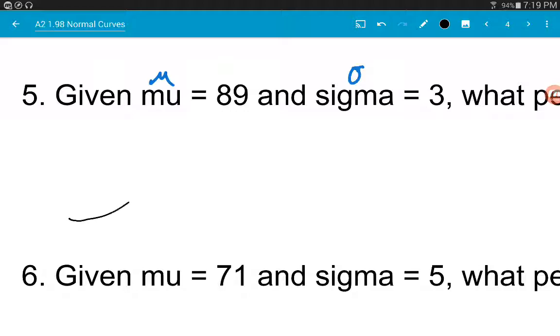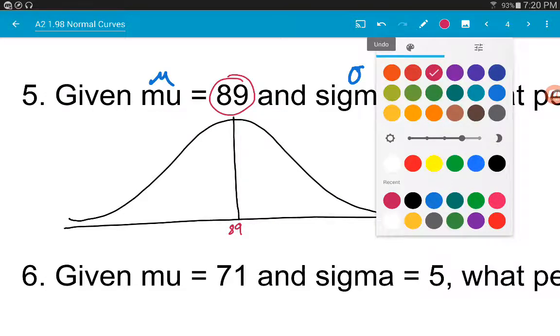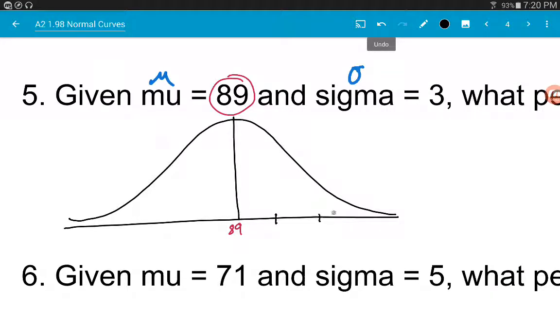So I've got my normal curve, and I've got my number line along the bottom. Now I've got this line right down the middle, and that's going to be the mean, which is 89. Now I've got 1, 2, 3 on the right, and 1, 2, 3 on the left.